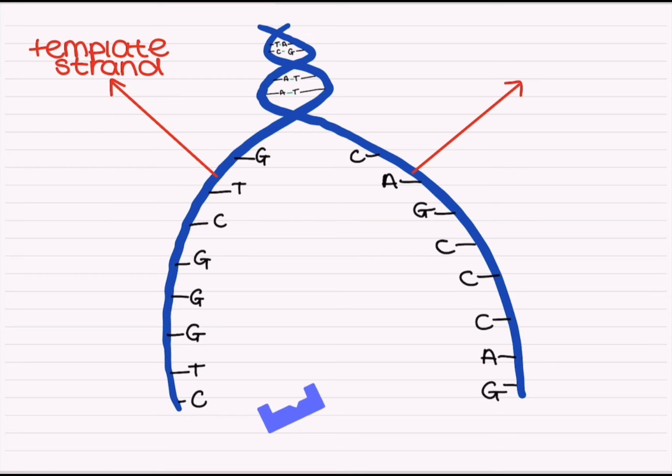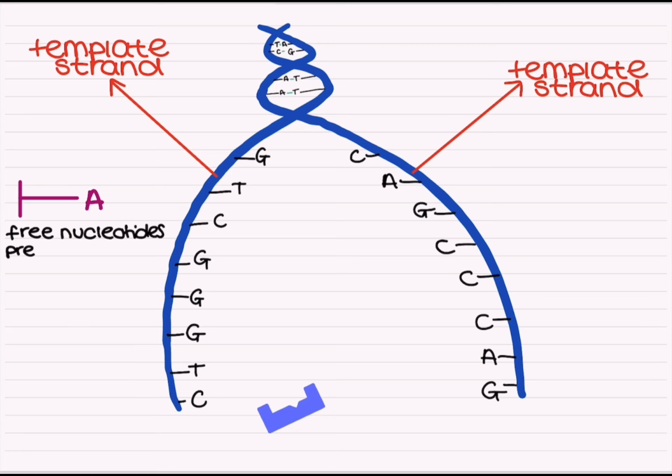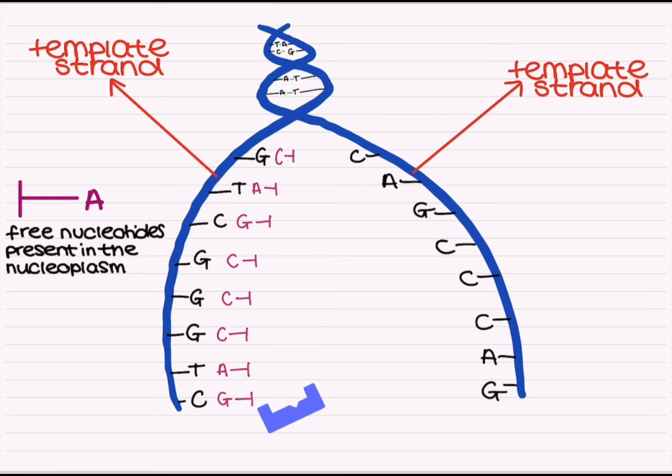Free-floating nucleotides will then take their opportunity to join up to the complementary bases on the exposed strands. Hydrogen bonds will form between these complementary bases. The number of hydrogen bonds formed between them will depend on which base pair we have. So there are 2 bonds between A and T, between adenine and thymine, and there are 3 hydrogen bonds between cytosine and guanine, C and G.